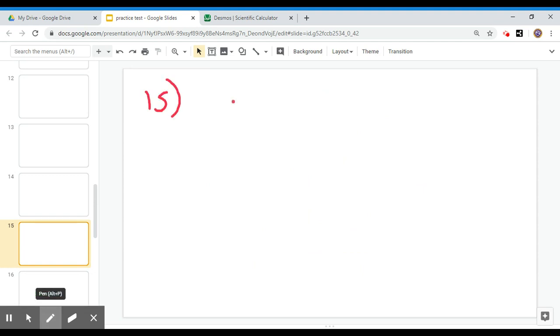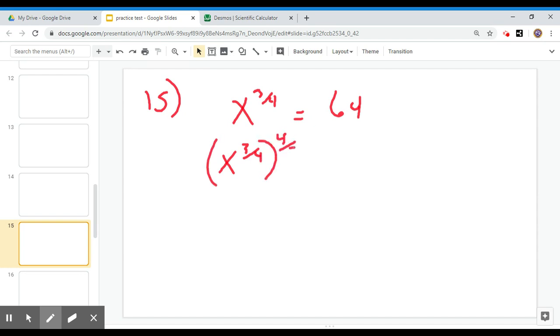So for 15, we have x to the 3/4 power equals 64. So again, the way we undo a rational exponent is by raising it to the reciprocal power. And the reciprocal here is 4 over 3. And we need to do it to both sides. So now these all cancel. X equals 64 to the 4/3 power.